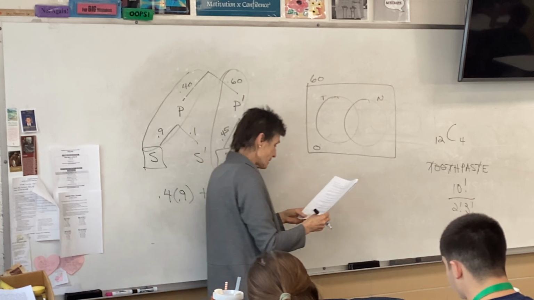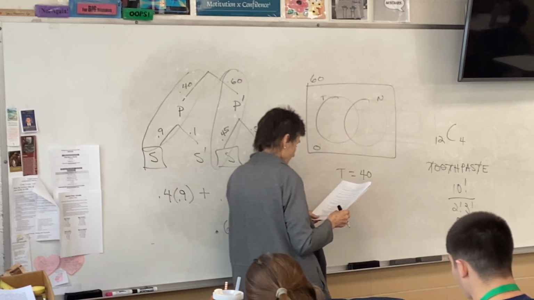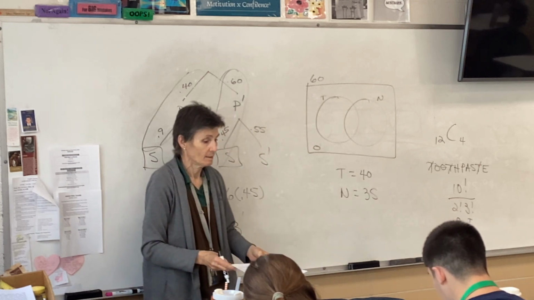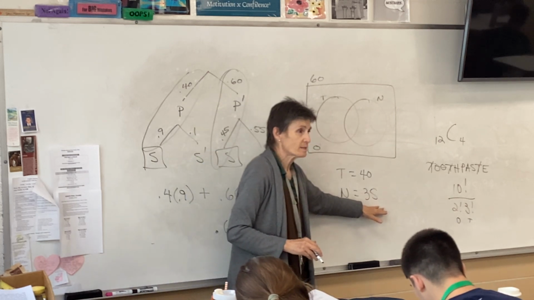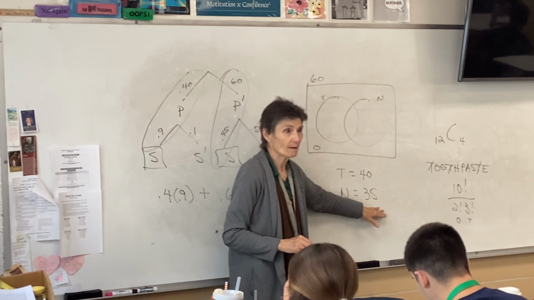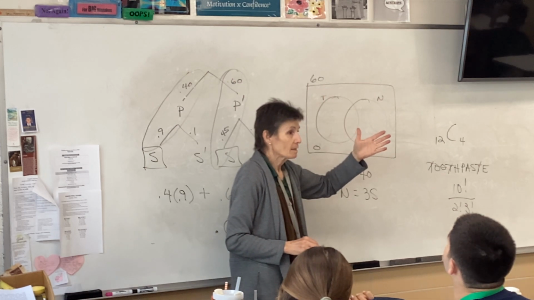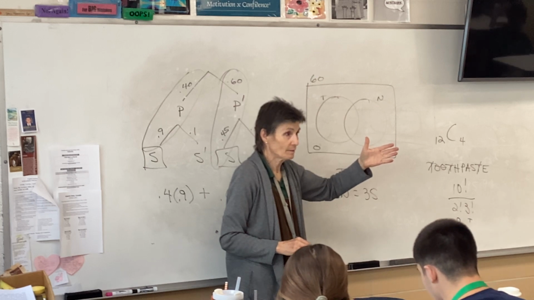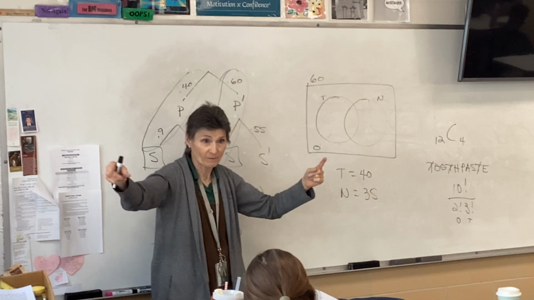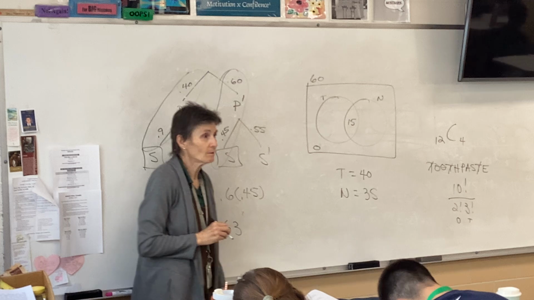Alright, so how many voted for teaching? 40. And nursing was 35. We have a problem, you guys. How many votes did I get? 75. How many people do I have? 60. What does that mean? 15 too many votes, right? Which means there were 15 extra votes, people voted twice. So those 15 go here.